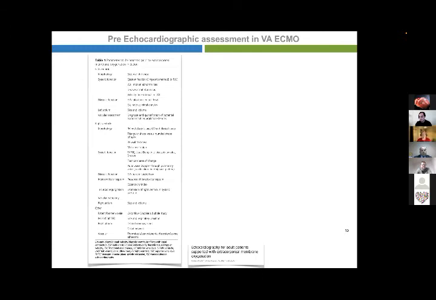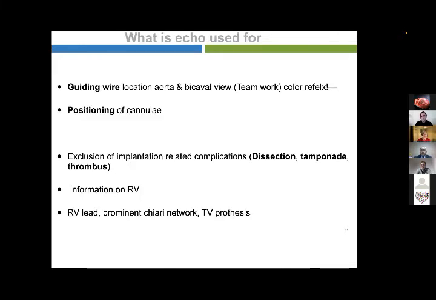Before we start VA ECMO, which is often done just before, we have lots of parameters in echocardiography to look at. I will just skip this slide in order to save time.